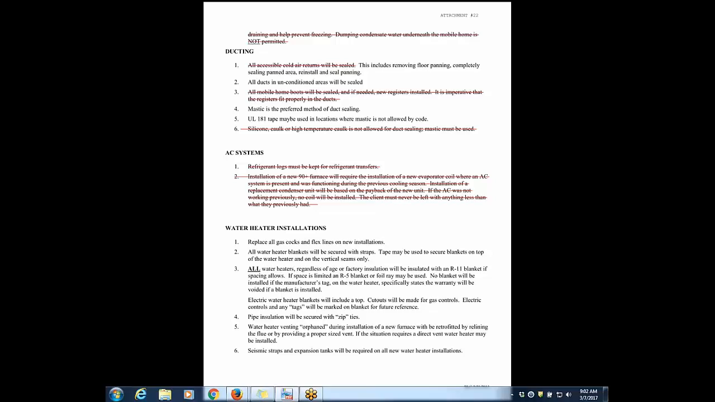And that's where I kind of got hung up on this, because the language says a 90-plus furnace will require the installation of a new evaporator coil. Well, that's not always true. It's true in a lot of cases, but not always. And again, I'm pretty sure our guidelines cover that pretty well in the AC section. Okay. And finally, water heater stuff.